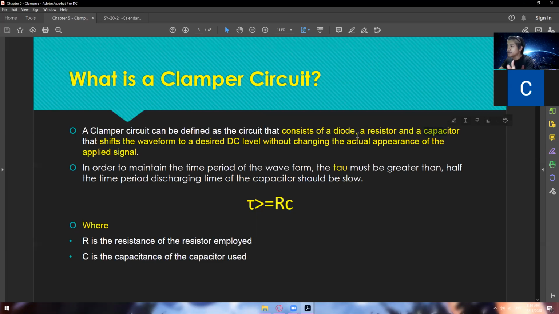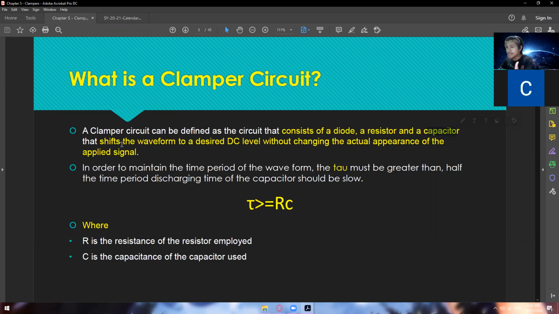So before we were only using a diode and then a resistor, and right now we're going to use a capacitor in a clamper. Okay, so that's an additional component when it comes to clamper. So in clipper, we only use a diode and then a resistor and then a bias voltage. But in clamper, we're going to use the same, a diode and a resistor, but now there's a capacitor.